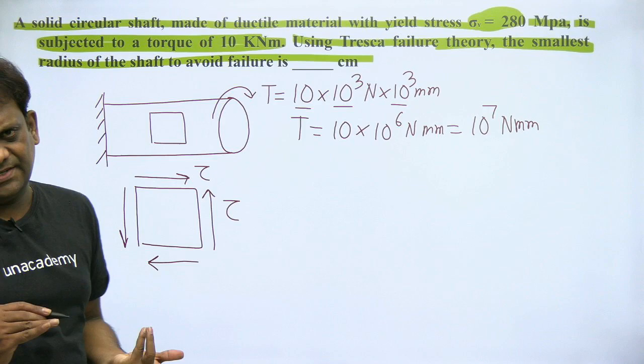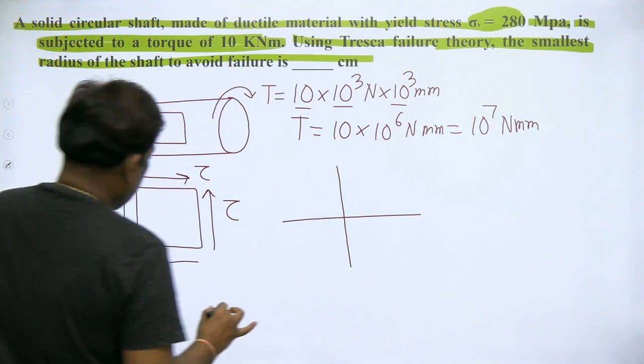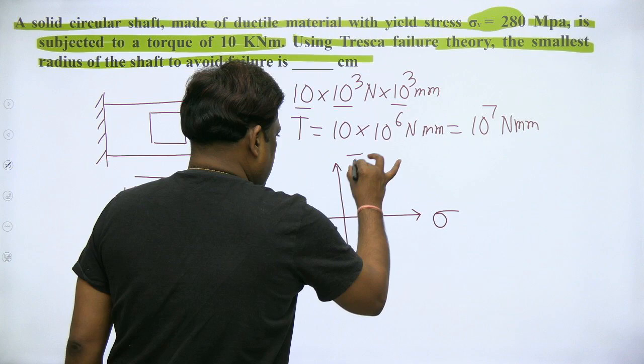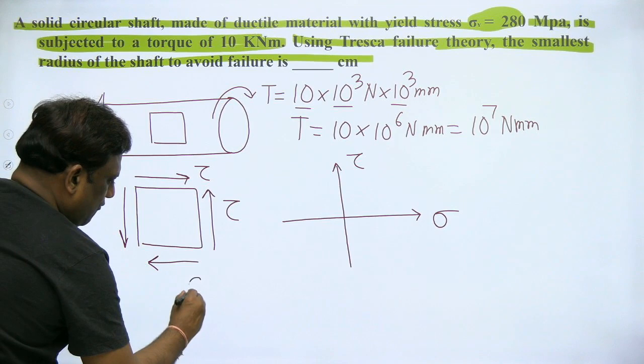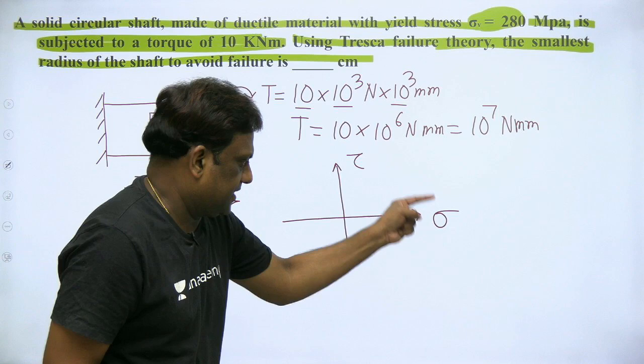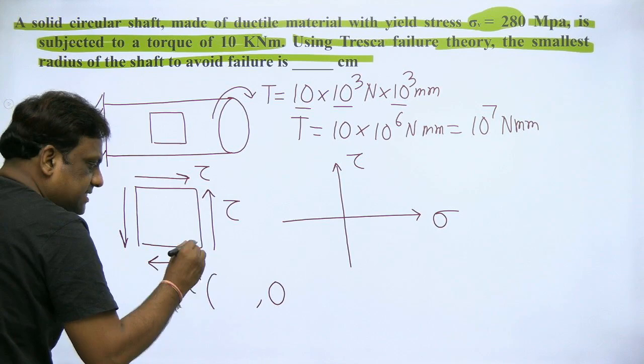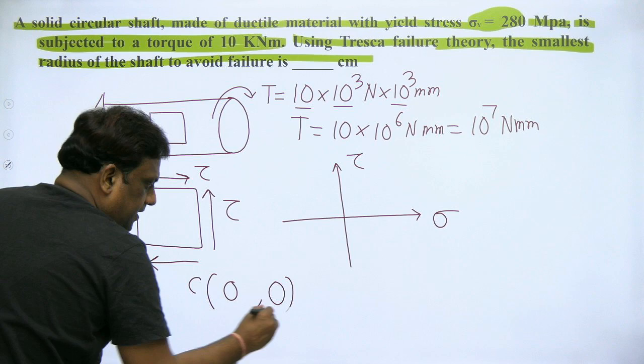If you draw the Mohr circle, you will get the maximum shear stress. Let's draw a Mohr circle. This is normal stress and this is shear stress. The center of the Mohr circle will lie on (sigma x plus sigma y) by 2, comma 0. The center will always lie on the normal axis, the x axis. Under pure torsion, there is no sigma x and no sigma y, so (sigma x plus sigma y) by 2 is 0 plus 0 by 2, which is 0. So this will be the center.